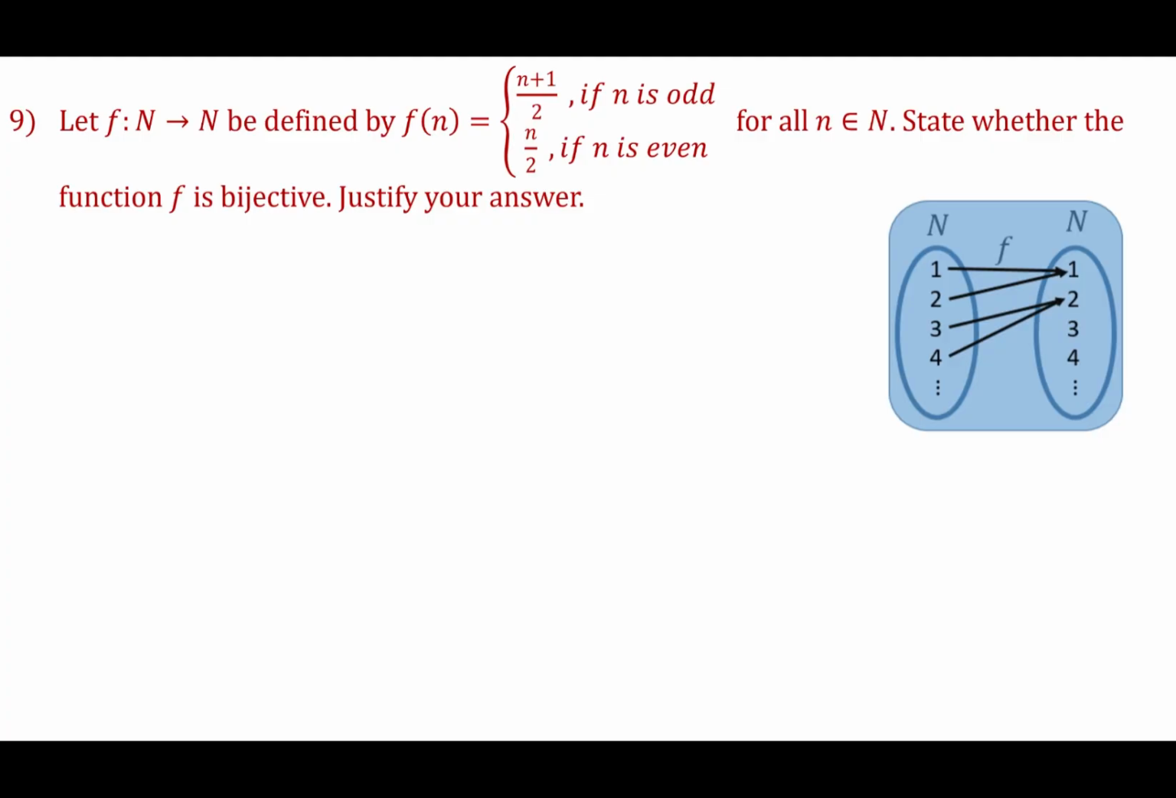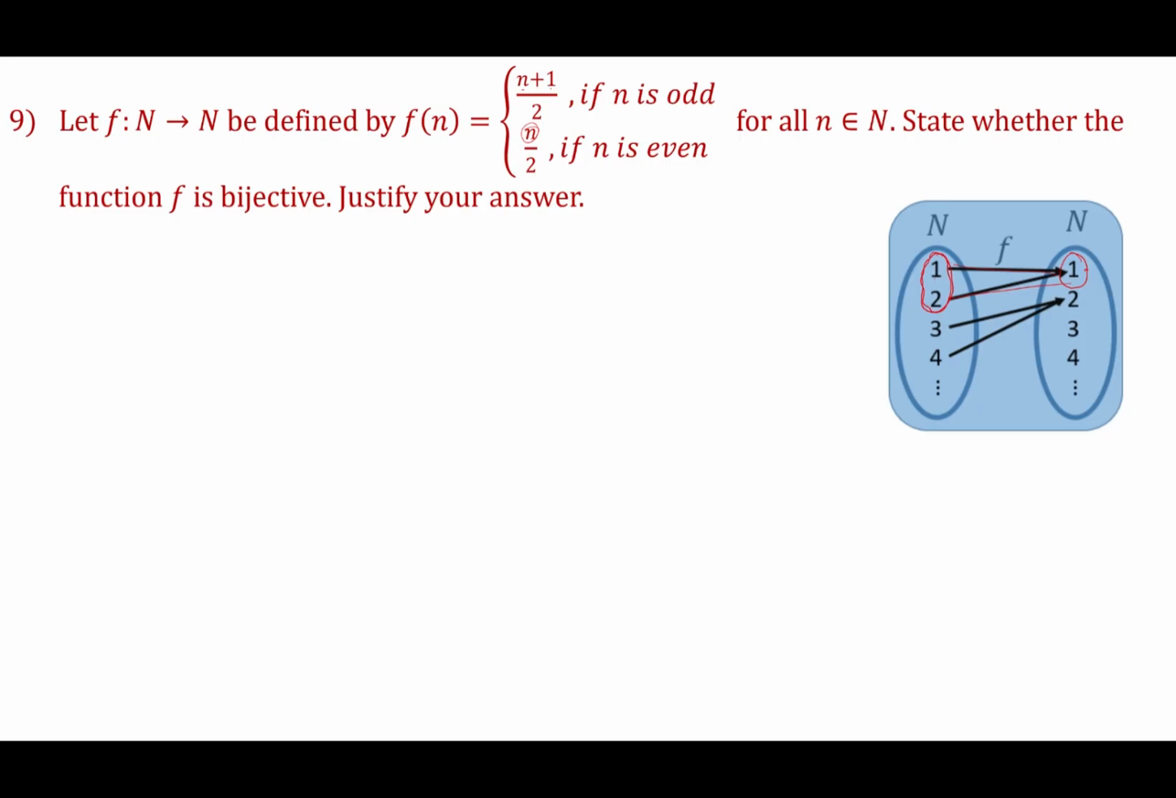So if I plug in 1, it is odd, so I'm going to keep it here. 1 plus 1 will be 2. 2 over 2 gives result 1. If I plug in even, which is 2, I have to plug in here. So 2 over 2 is nothing but 1. So two elements of the domain give one image in its codomain. So the given function is not 1-1 function.